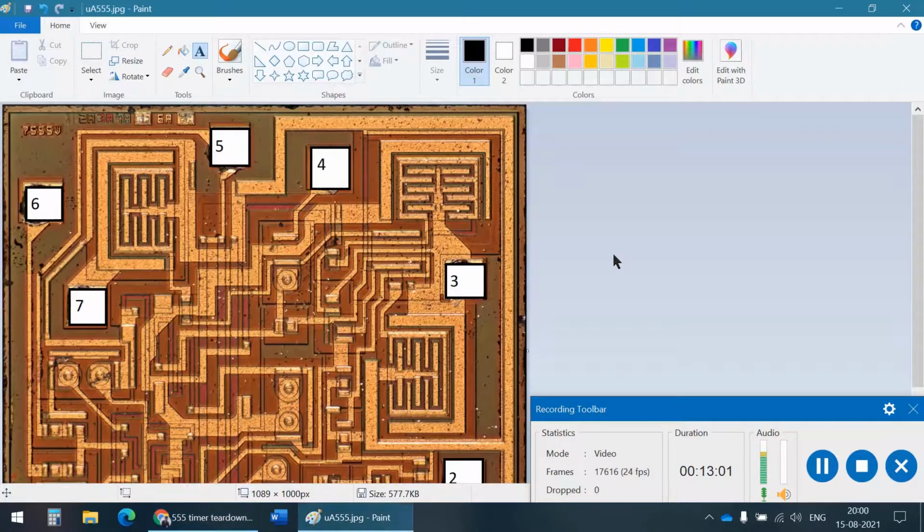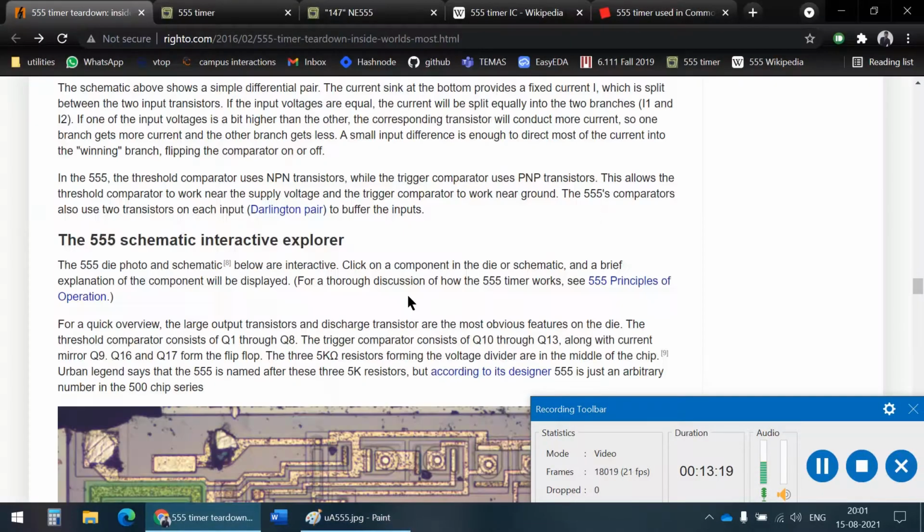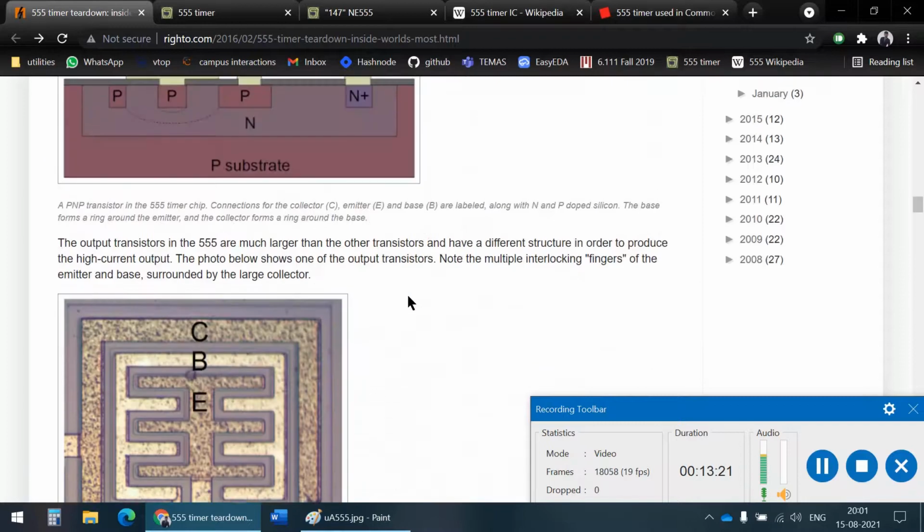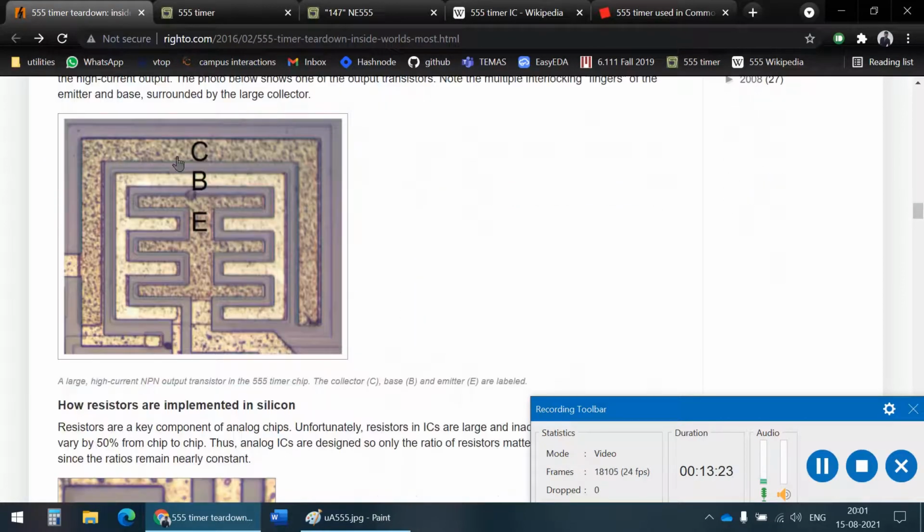Basically what they mean is that there are other transistors, but these are transistors that require a high output current. And from electronics we know that, to get a high output current we require big size. So we're going to say that these 3 are transistors. And if you read more into this, you'll see that here it's the collector, base, and emitter.